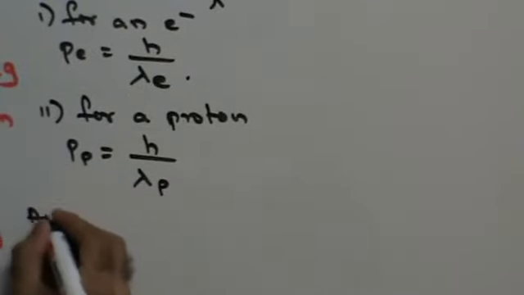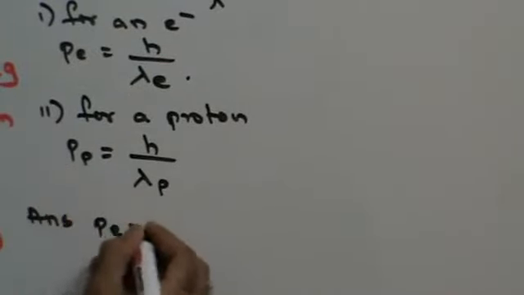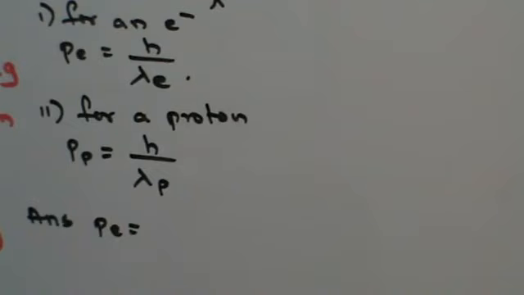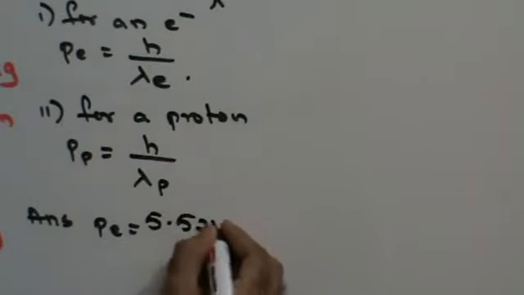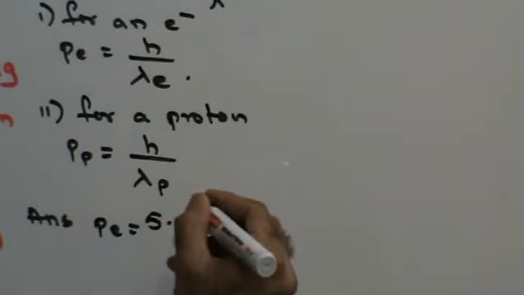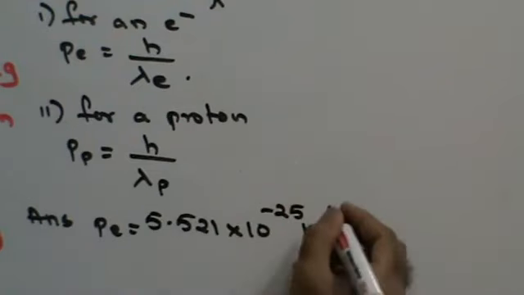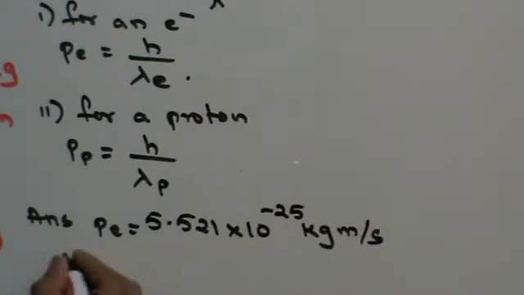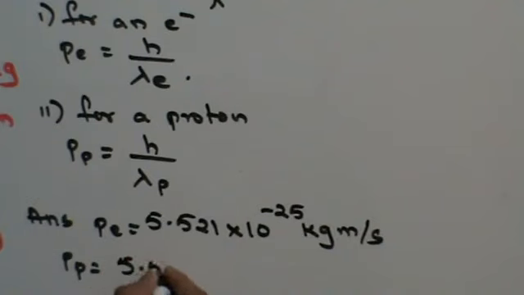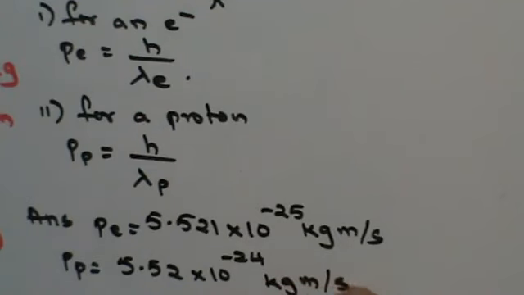The answer for this sum should be: momentum of the electron is going to be 5.521 into 10 raised to minus 25 kgs meters per second, and momentum of the proton is 5.52 into 10 raised to minus 24 kgs meters per second.